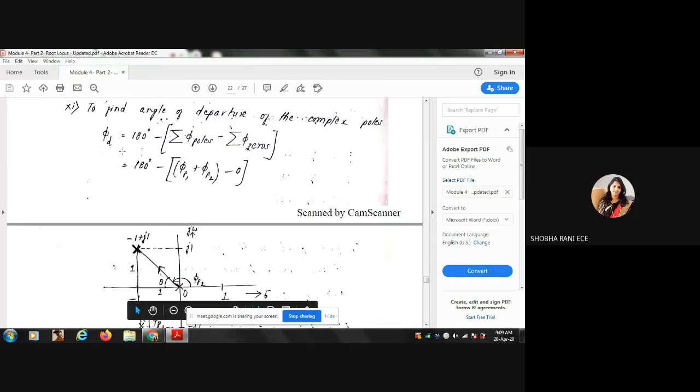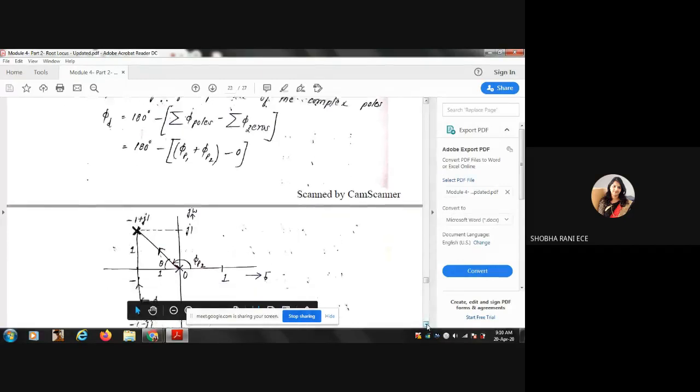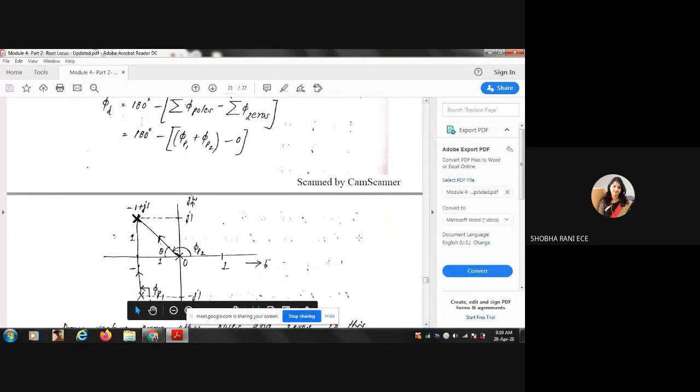But now, how to calculate these poles and zeros? Whenever you are calculating the angle of departure, it is always calculated at the complex pole. So how many complex poles do you have in this problem? We have two complex poles, one at -1 plus j1, the other one at -1 minus j1.